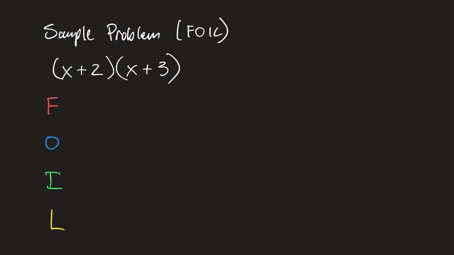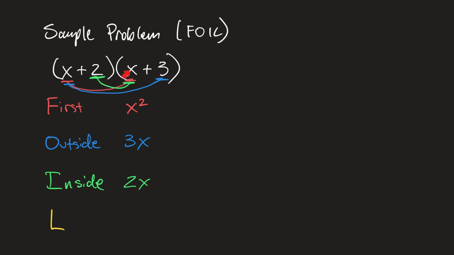Let's see that. We're going to use FOIL to multiply these two binomials, x plus 2 times x plus 3. Let's get started. Our first term in each is x times x, which is x squared. The outside is x times 3, which is 3x. Inside, I have 2 times x, which is 2x. I always write the coefficient in front of the variable. It makes it easier to combine like terms. And last, we have last. The last term in each binomial, 2 times 3, that's 6.